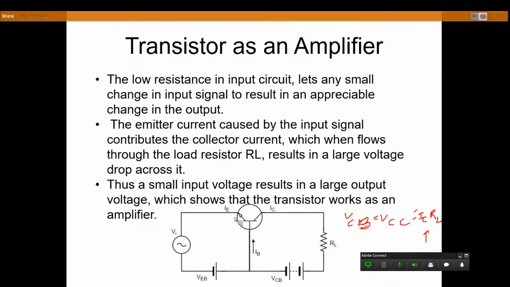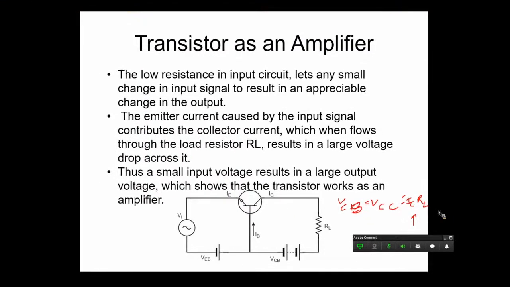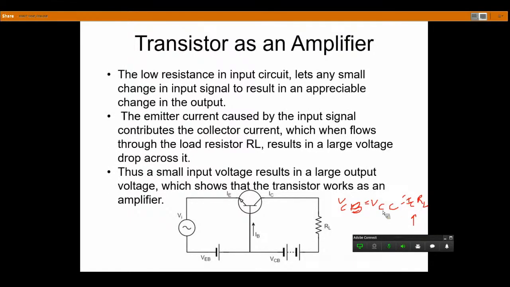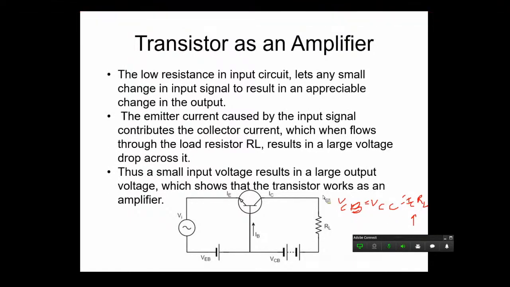Since our input current is high, the output collector current is alpha times IE. Hence the amount of voltage drop across your collector to base junction is minimum. Now if I change a small input voltage at the input of your emitter, that may lead to a large amount of output voltage.